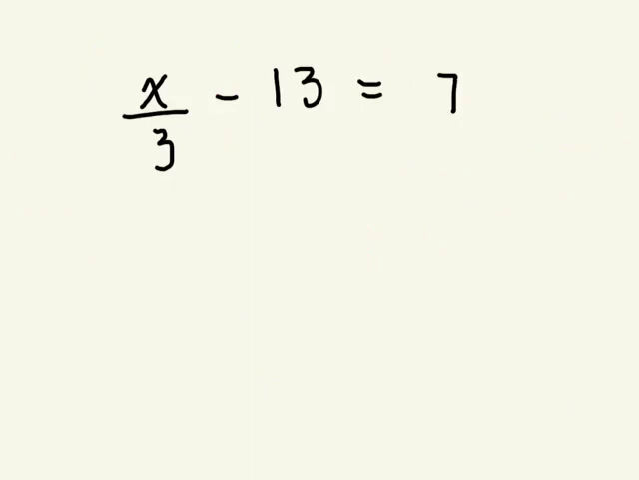So in this example, we have x, which is a number, divided by 3, take away 13 equals 7. What do you think the first step would be here? Our main goal, as we've been doing, is to isolate the variable to solve for the unknown. We want to know what x is equal to at the very end, right? So as you said, we want to get rid of this minus 13.